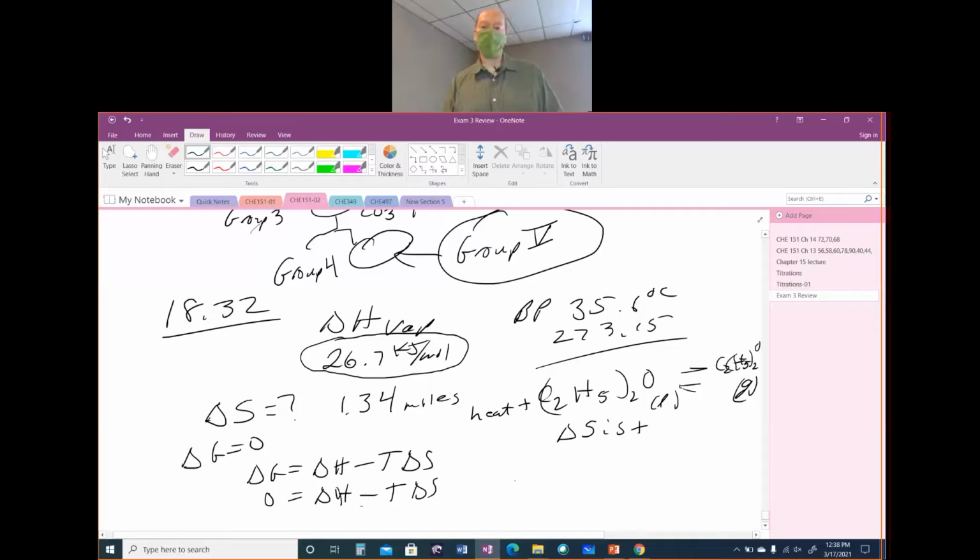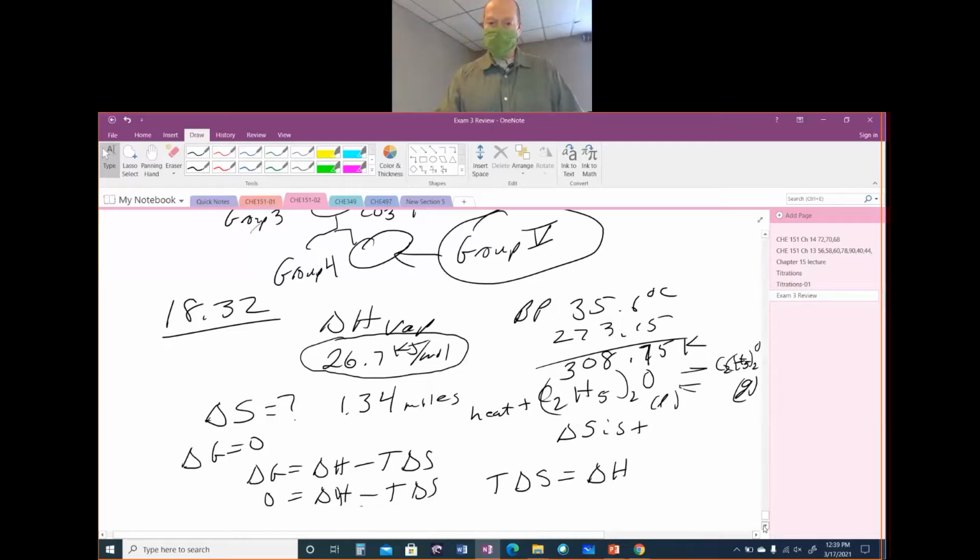So we have our equation for the temperature, except this time we're going to solve it for delta S. So you add your T delta S to both sides. And remember, we solved for T. We took our delta H divided by our delta S, and then we got the temperature where the equilibrium occurs. They already told us the temperature that the equilibrium occurs. It is 308.75 Kelvin.